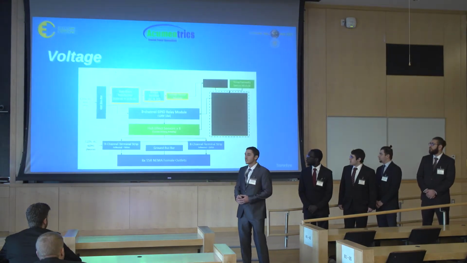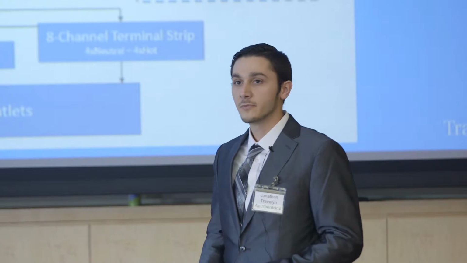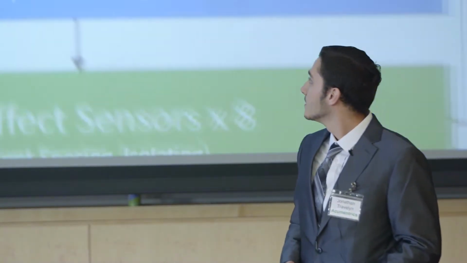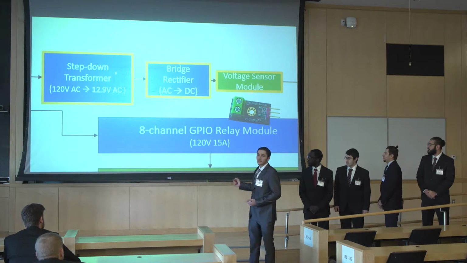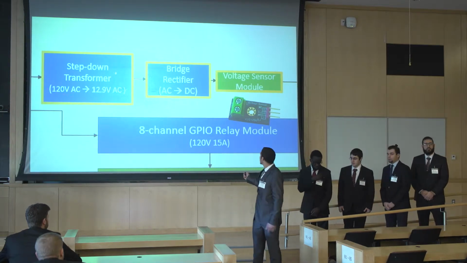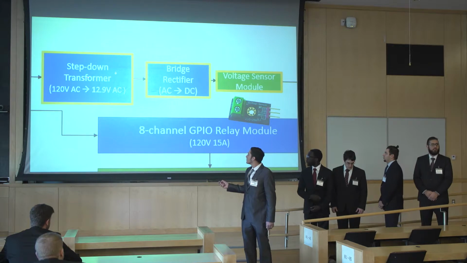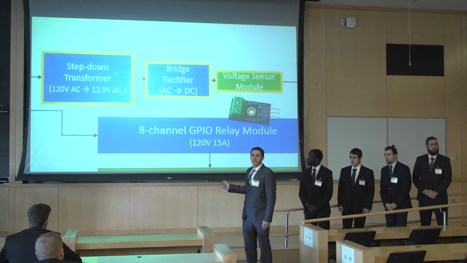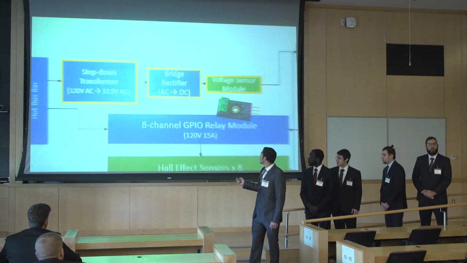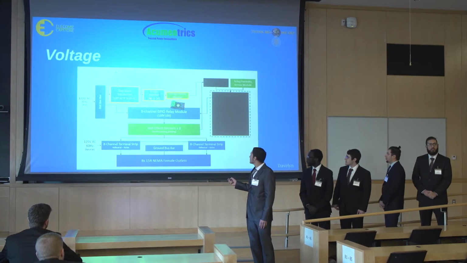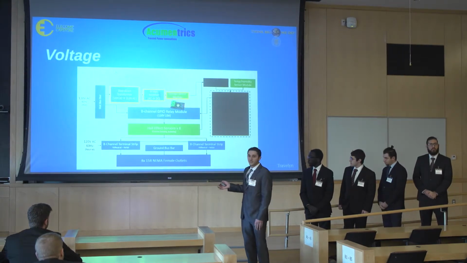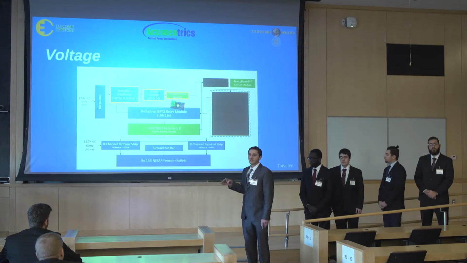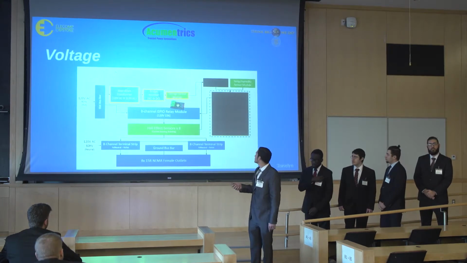Now the next is voltage sensing. For voltage sensing, we use a simple voltage divider circuit. And the voltage divider is done by this passive element. This passive element required that we step down the 120 volt AC to 12.9 volt AC, and later rectified that to DC using a bridge rectifier. And that DC voltage was able to give us a steady voltage for a more accurate reading.